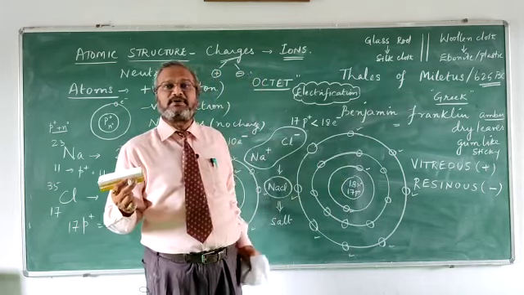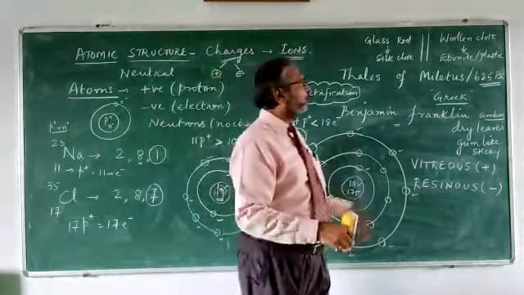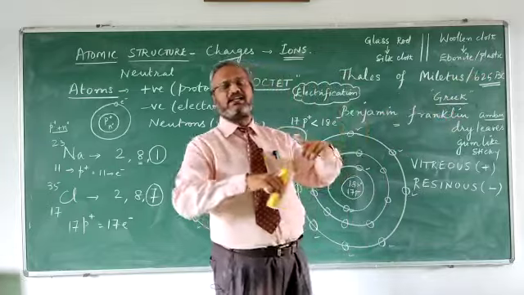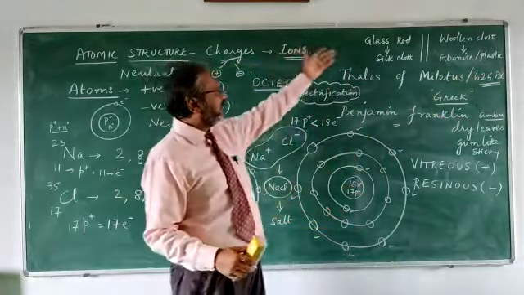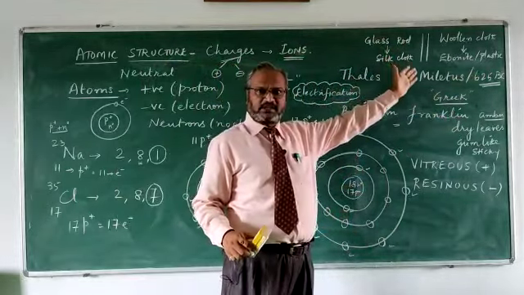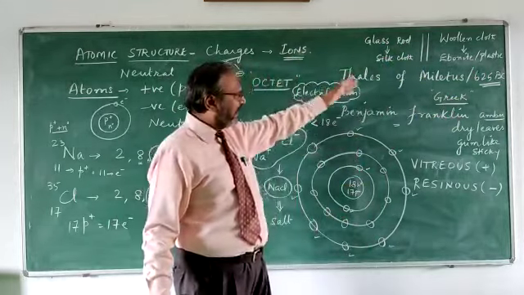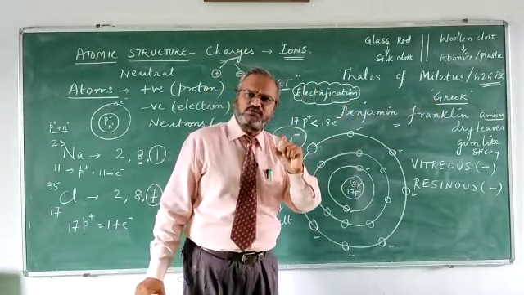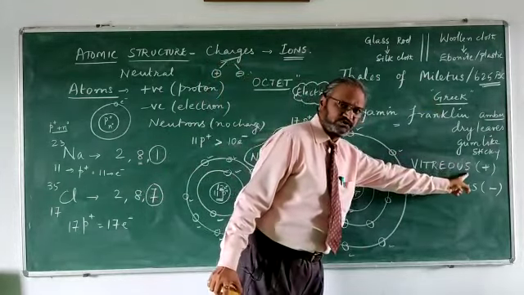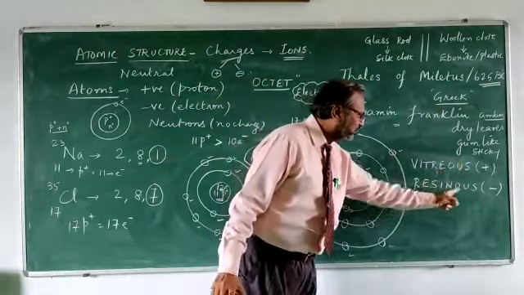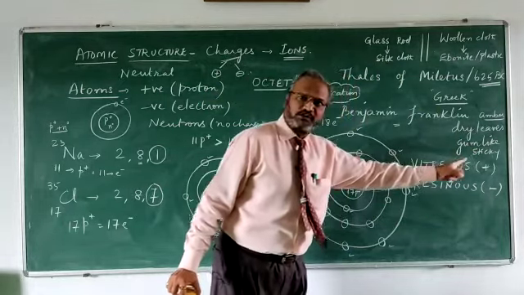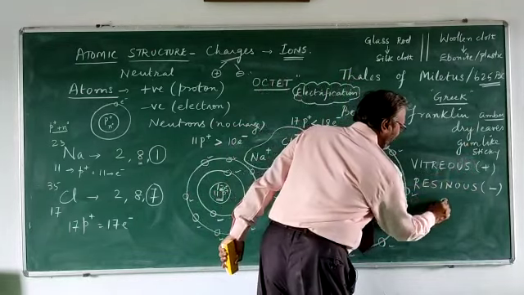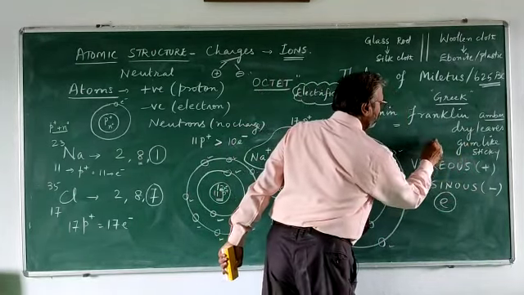And the second example you can take here is a woolen cloth with ebonite or plastic. You will find that the reverse process will take place, and the whole thing comes under electrostatics. Fine. And Benjamin Franklin accidentally gave the positive charge, which he called vitreous, and negative as resinous. Vitreous positive and resinous negative, and electrons he said are negative and protons are positive.